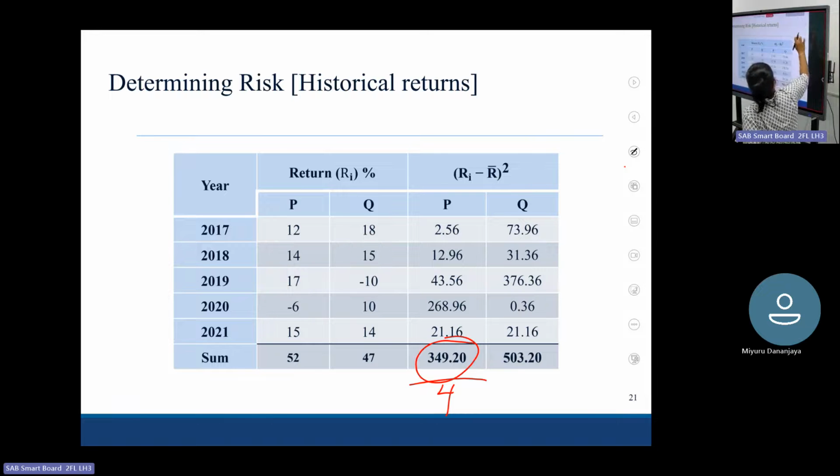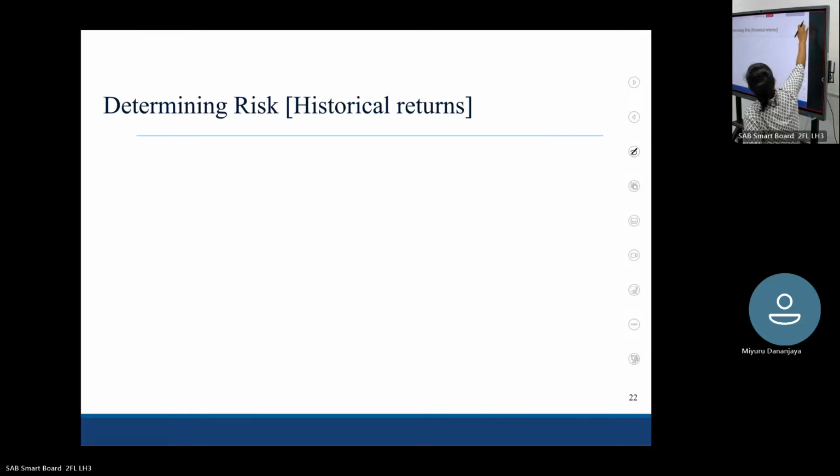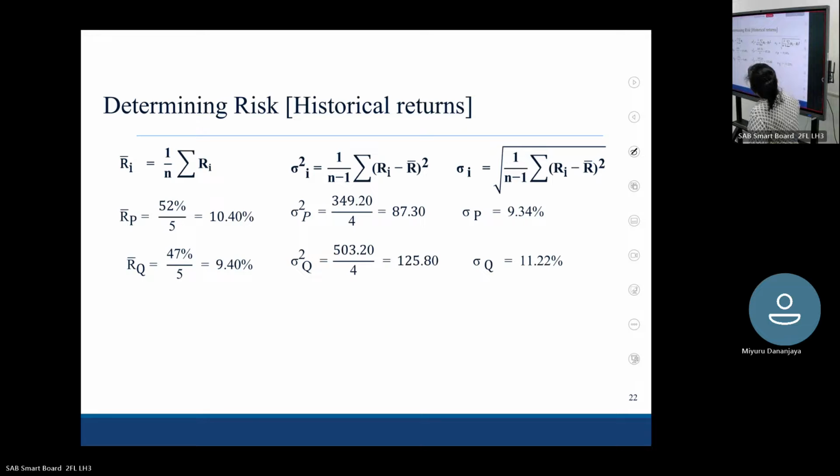And variance, for stock P, is 87.3. Once you get that, the square root of it is the standard deviation, 9.3.